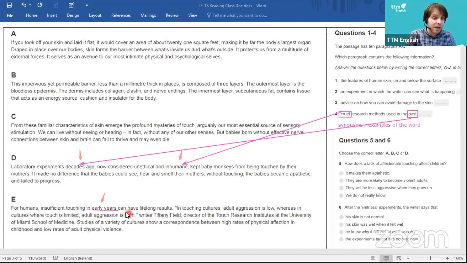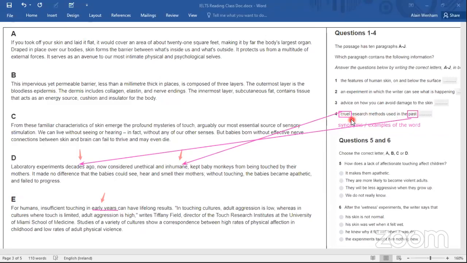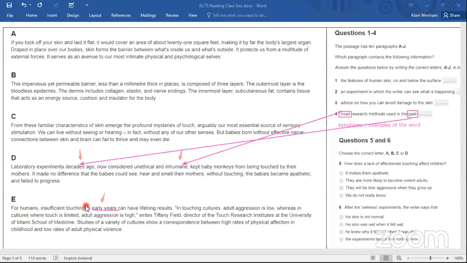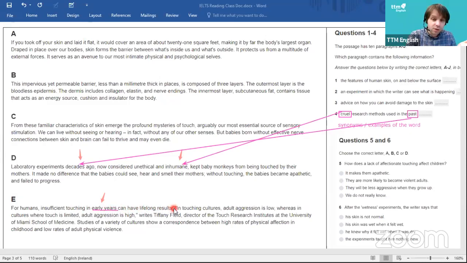Let's double check both of these passages. So this one says, laboratory experiments decades ago, now considered unethical and inhumane, kept baby monkeys from being touched by their mothers. Do we think that matches, guys? Yes or no? Yes, D matches. Let's try this one as well, Vitor, because I think you mentioned this. For humans, insufficient touching in early years can have lifelong results. Does that have the meaning of cruel research?